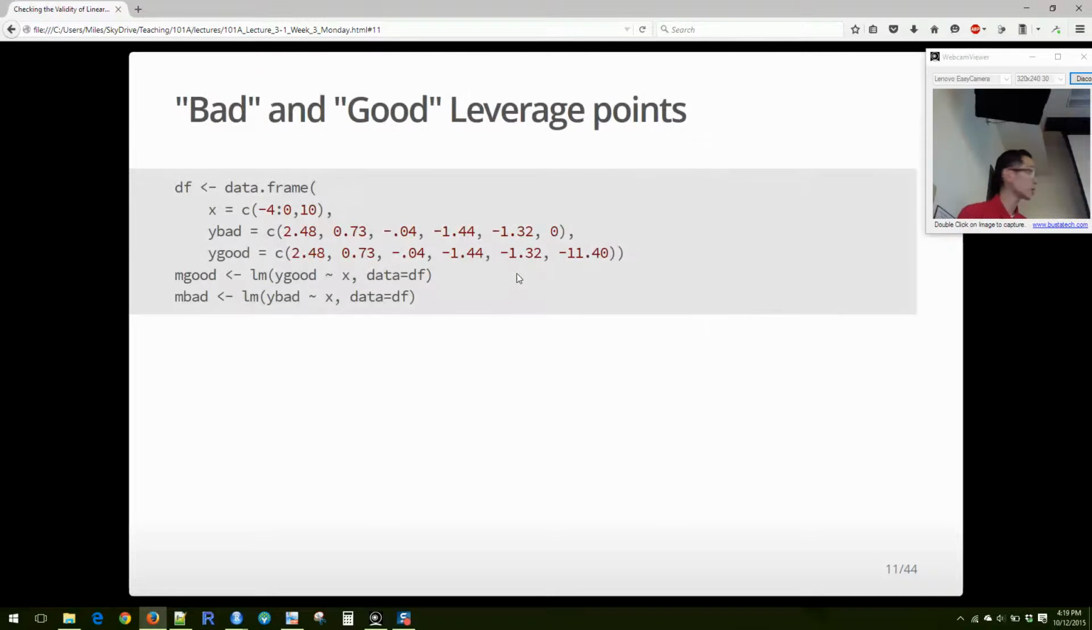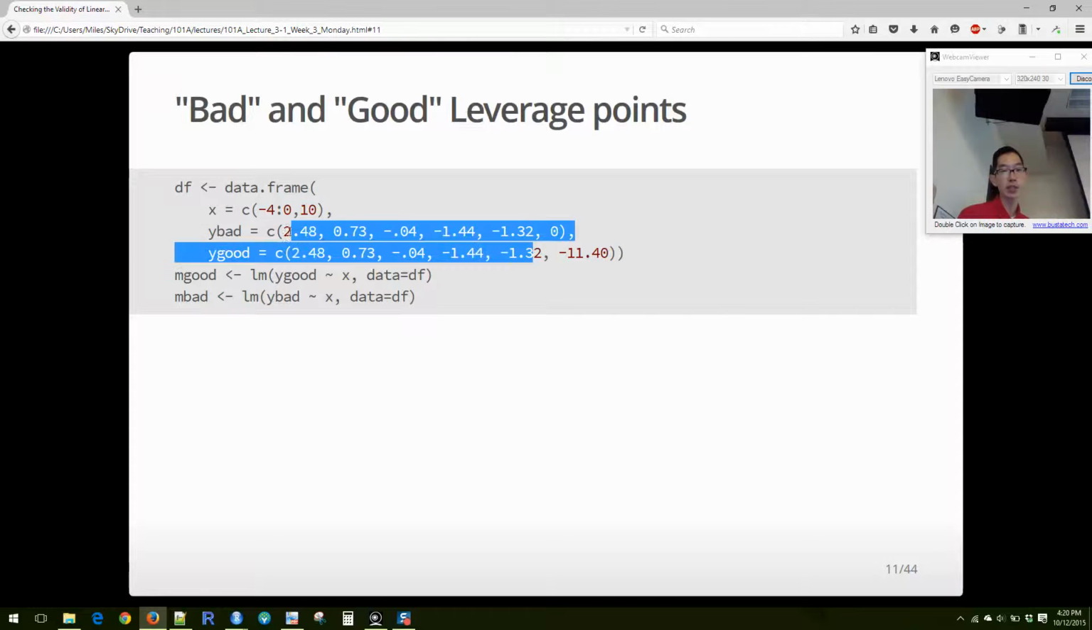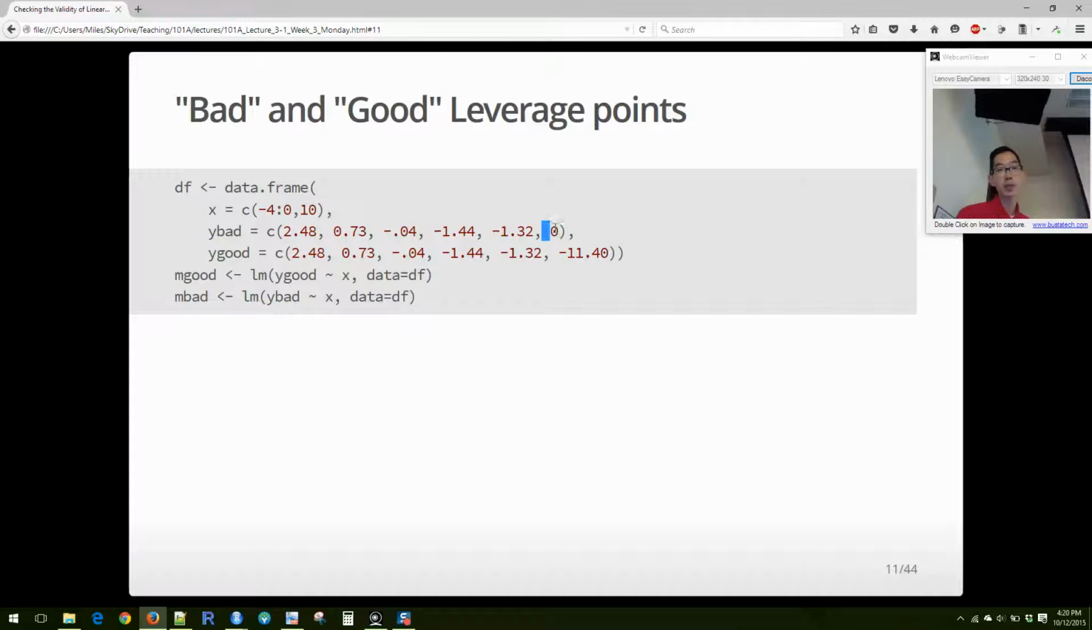Okay. So here I'm going to use x, which is the points -4 through 0. So -4, -3, -2, -1, 0, and then 10. So in this case, the bulk of data points goes from 0 to -4, and then this value 10 is going to be a point with high leverage. Okay, and then here for y, I'm plotting the same values. The first 4 values are going to be exactly the same, except the last one for over here is 0, and the last one over here is -11.4. Okay, and we'll fit an M good, model good, and model bad.